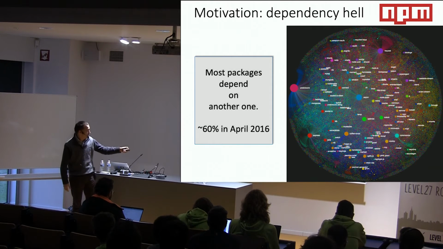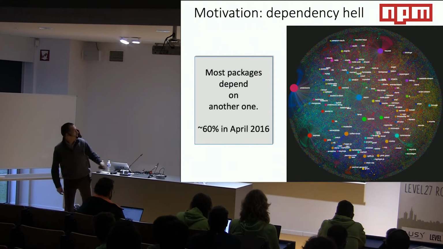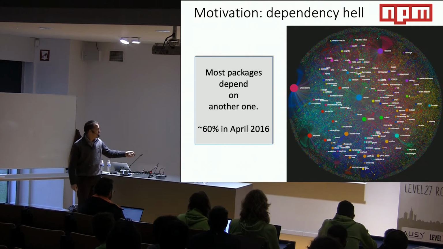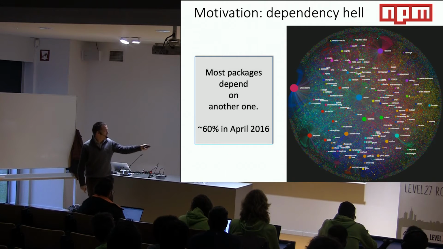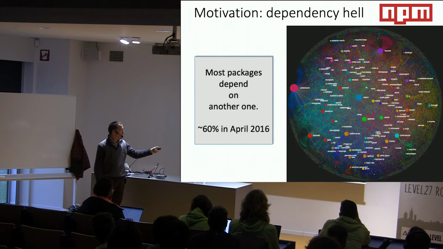The fragility, you can see this here. It's not very clear with the lighting, but this is a picture showing the state of the NPM dependency network in April 2016. There are lots of lines here. Basically, you find a huge cluster of spaghetti of all your NPM packages depending on each other.